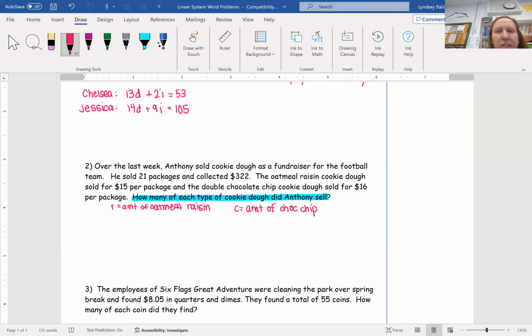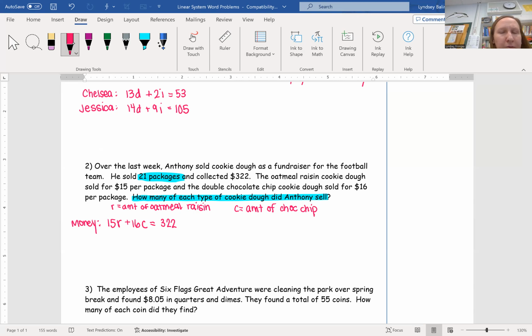Now, I will say in all my years of teaching this, most people can easily find the one equation, but have trouble with the other one for some reason. The one I usually get is 15R, because we bought packages of oatmeal raisin for $15 each, plus 16C, the $16 and then the amount of chocolate chips, equals $322. So that has to do with the money that was raised, or the values of the boxes that were purchased. However, we also know that there are 21 packages.